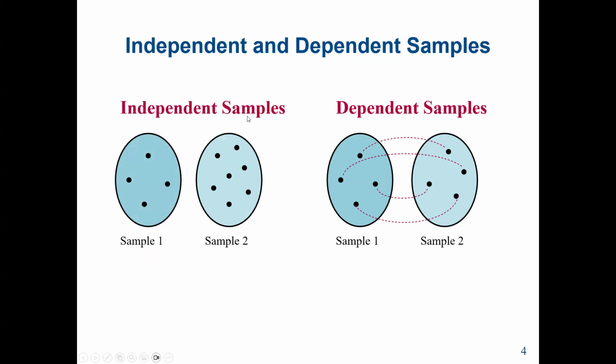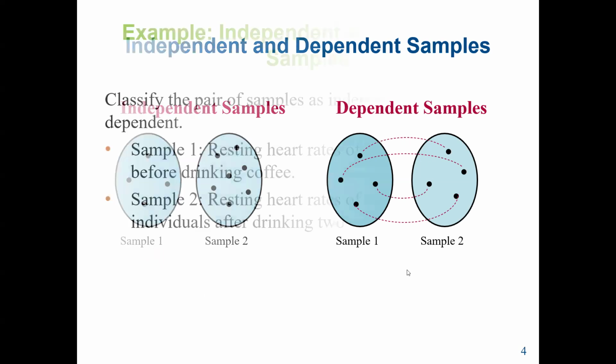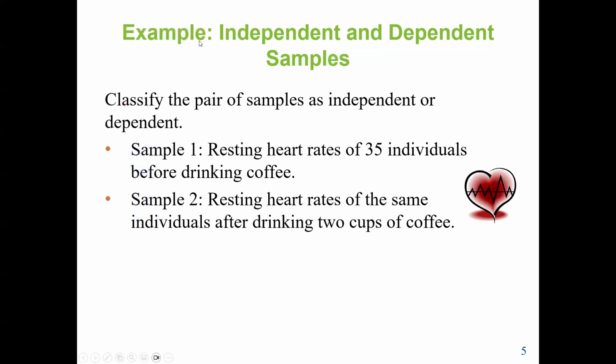So that's the diagram given to us here. We have independent samples here and we can see that the sizes are different, so we cannot pair sample 1 and 2. With dependent samples, we can see the two samples are the same size and we can pair them. Now, let's do a few examples of how to classify a pair of samples as independent or dependent.